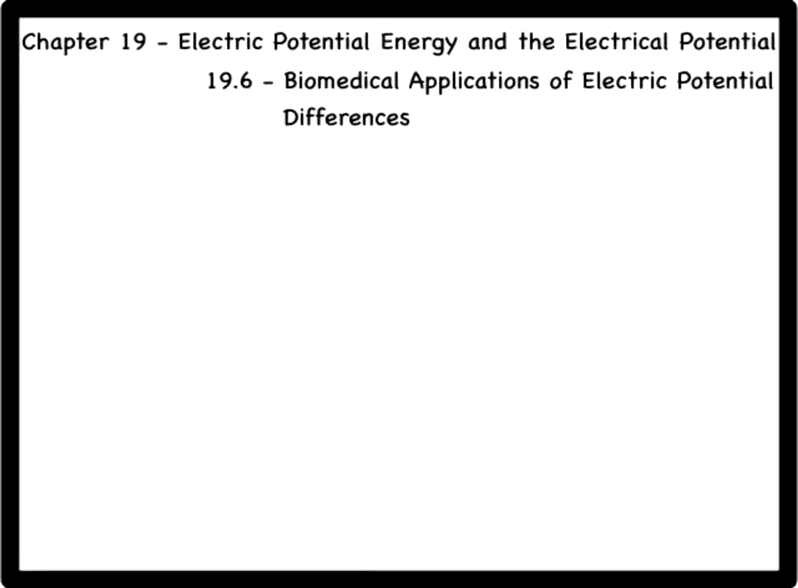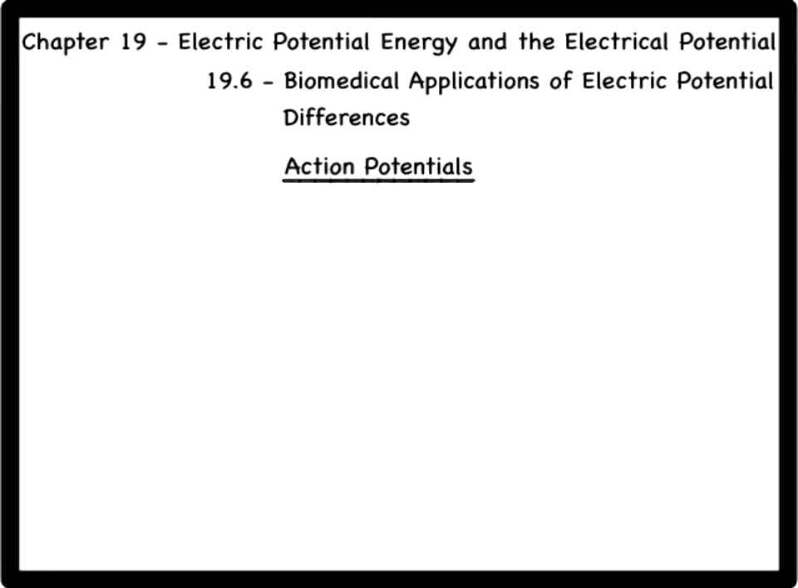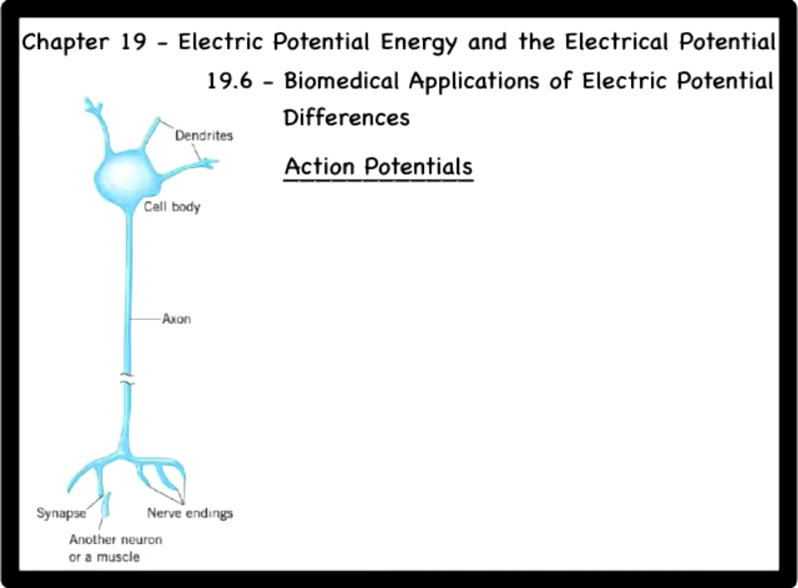There are many processes in living organisms that involve electric potential differences. In this final section of Chapter 19, we will explore two of these. First, let's consider the physics of action potentials. These occur in several types of animal cells, and some plant cells as well, where the potential in a cell membrane changes rapidly. The figure shows the anatomy of a typical nerve cell.